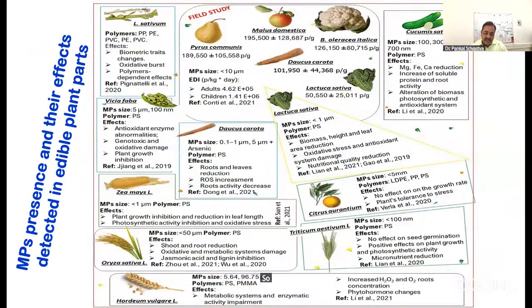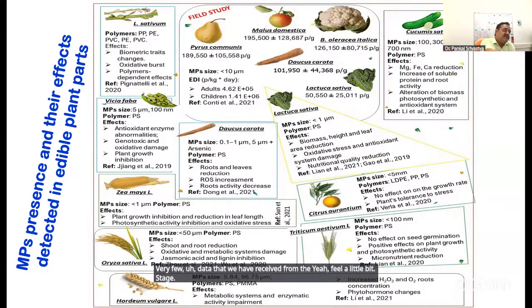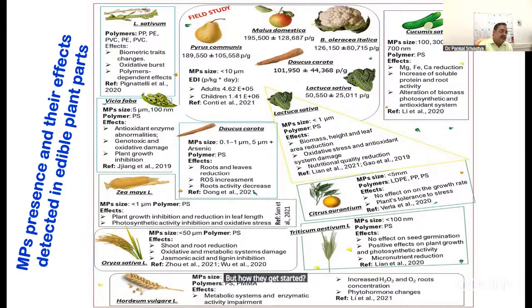So these are some reports that have been published globally, but what we see is that mostly they have been conducted under controlled conditions. Very few data that we have received from the field level stage.